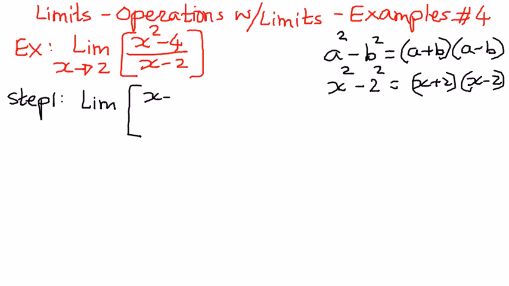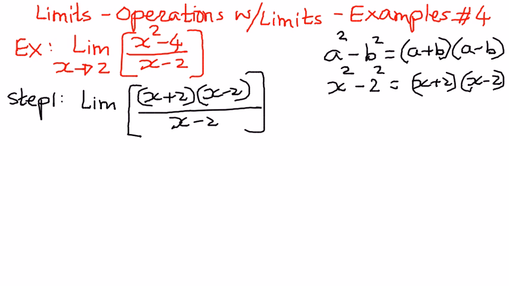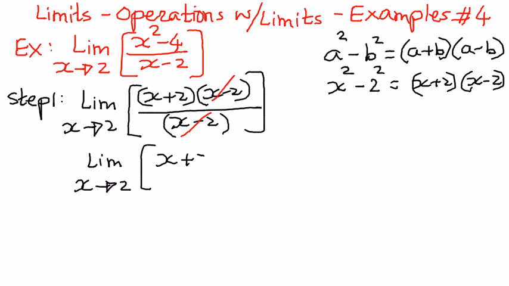I can write it as x plus 2 times x minus 2, the whole thing divided by x minus 2, as x approaches 2. So now the common factor in the numerator and denominator is x minus 2, so I can cancel them out, and therefore the given problem simplifies to the limit as x approaches 2 of x plus 2.